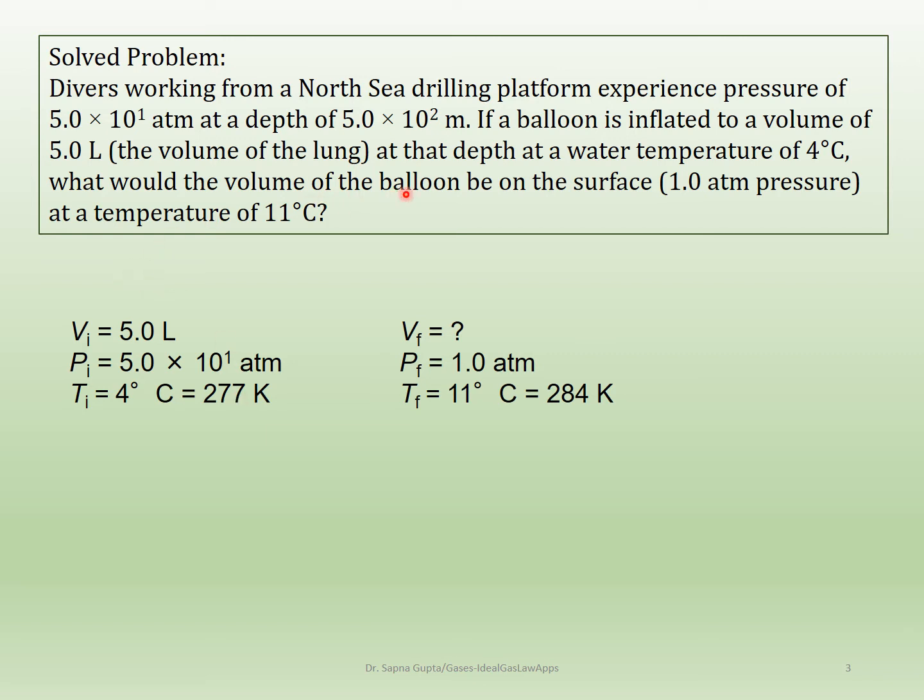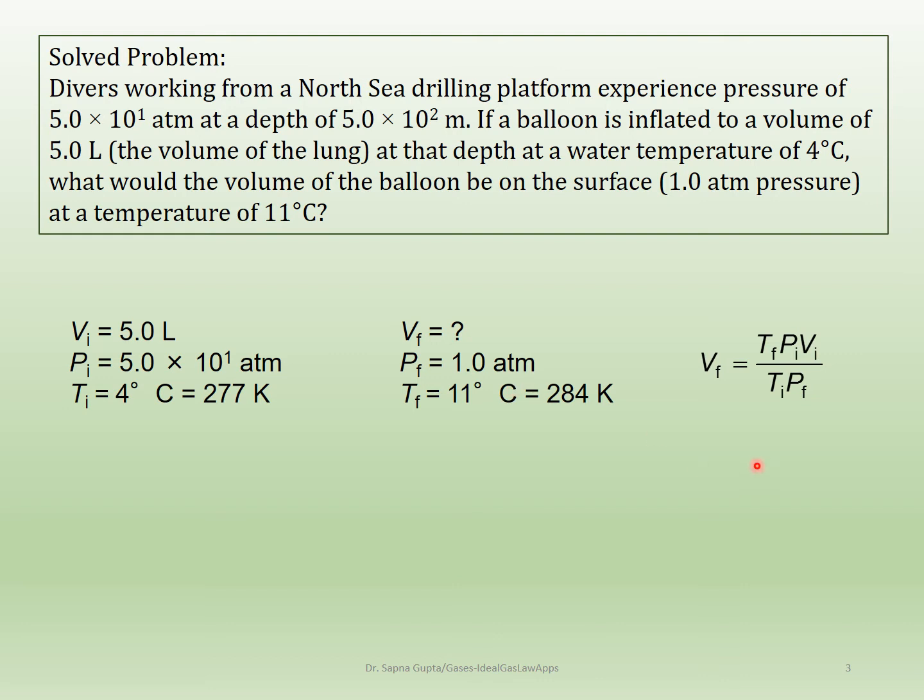What would the volume be on the surface at pressure 1 atmosphere, which means the final pressure is 1 atmosphere and the final temperature is 11. And again, I convert my 11 immediately to Kelvin. All right, so now I have my initial values all set up and my final all set up. Then I go ahead and find my formula that I need.